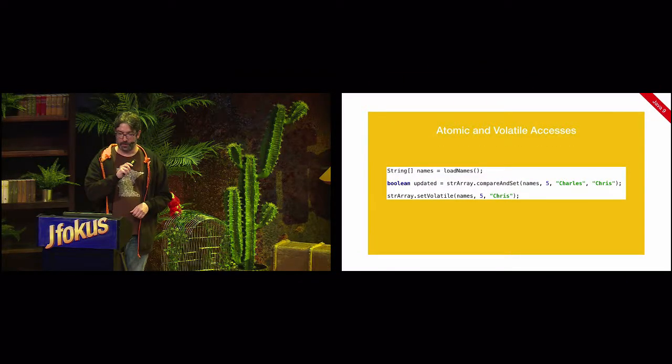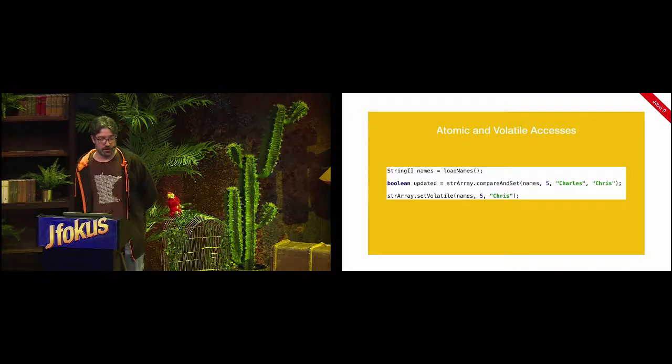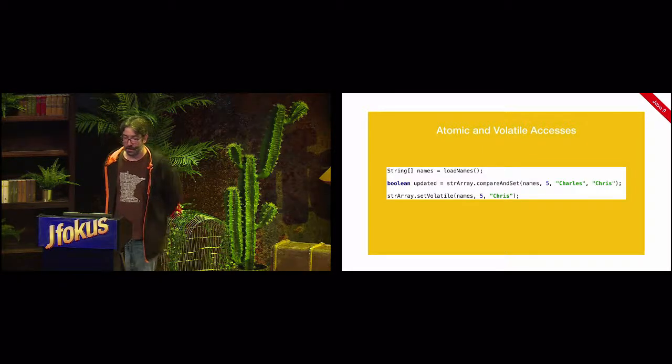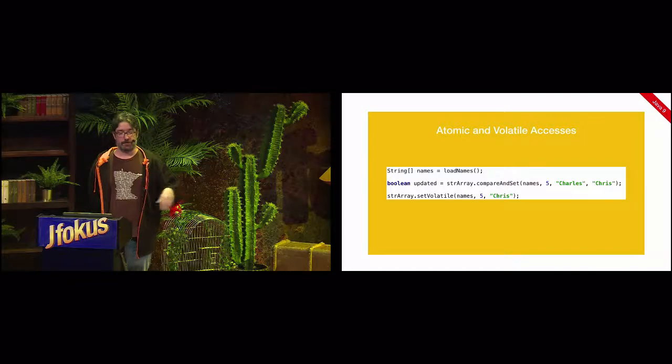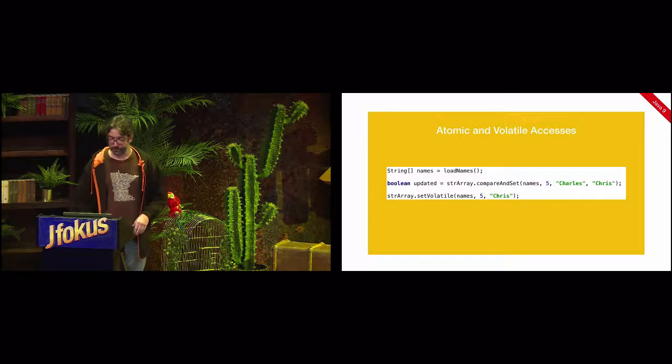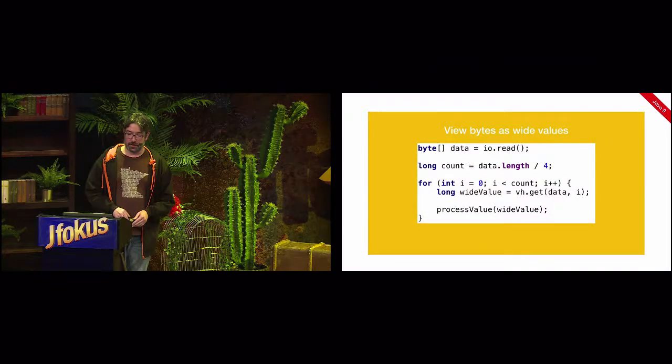Okay. So here's how we can do the atomic and volatile accesses. And like I say, this works with an array, this works with fields. Compare and set is in there, volatile write, volatile read, weak volatile, all of the stuff that we expect to have from the Java memory model are available as operations on a var handle against either a field or an array element. Here is using the byte view var handle to treat a byte array as if it's actually just made up of longs.